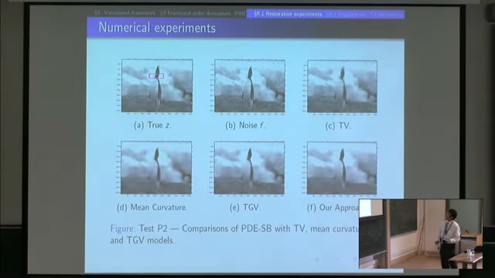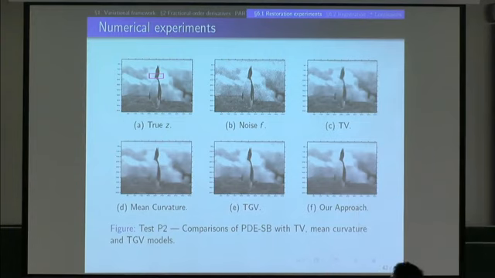Okay, let me show you the first set of results for the image denoiser. So here I have the relatively smooth penguin image, and I want to restore it from the noisy image f, and then you compare TV. You see the quality got patches, and the mean curvature could be quite smooth, probably over smooth, and so this fractional approach is quite competitive with TGV.